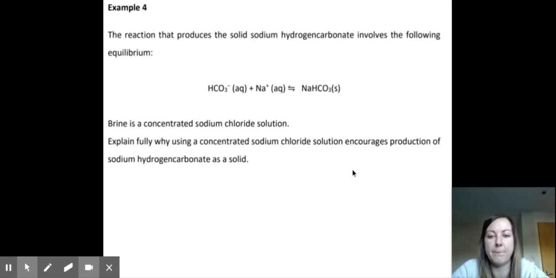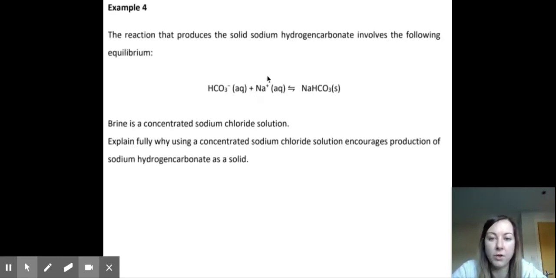Another explain fully question is going to require us to talk through exactly what's going to happen, how it's going to affect the equilibrium, and why. So if we add a concentrated sodium chloride solution, then that's going to obviously be dissolved in water. So it's going to contain both positive sodium ions and negative chloride ions. The negative chloride ions aren't really going to do much here. They're not really involved in this equilibrium.